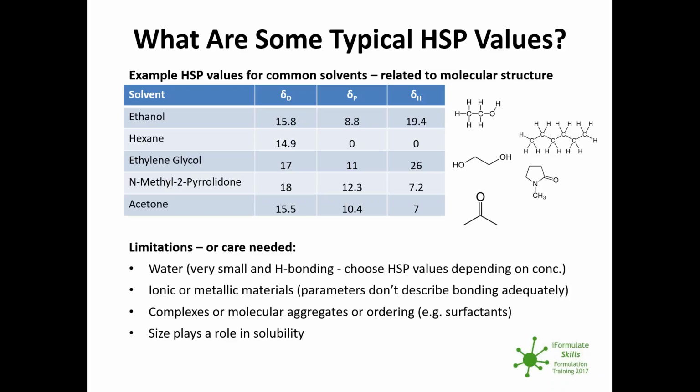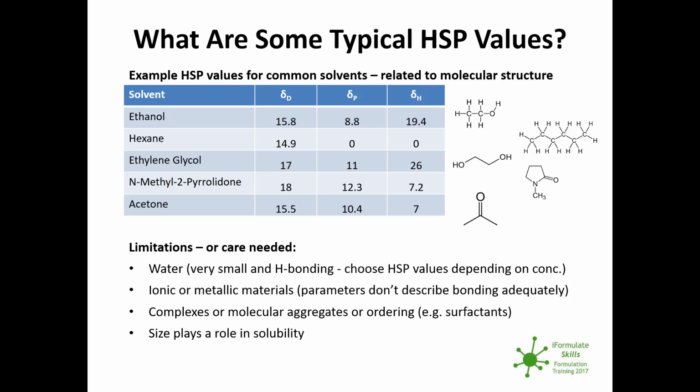Hexane, on the other hand, the second example, has purely dispersion forces and dispersion interactions. There are no dipolar interactions and no hydrogen bonding possibilities, so those parameters are 0 for hexane. For ethylene glycol, we're in a similar state to ethanol, but we've got 2 OH groups, so we've got a higher possibility of interactions due to dipolar interactions, and also a higher degree of hydrogen bonding capability with the ethylene glycol molecule.